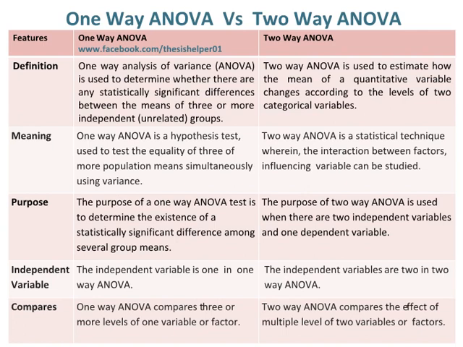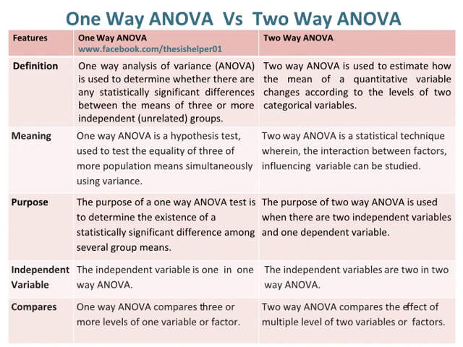The purpose of a one-way ANOVA test is to determine the existence of a statistically significant difference among several group means. Whereas two-way ANOVA is used when there are two independent variables and one dependent variable. The independent variable is one in one-way ANOVA. The independent variables are two in two-way ANOVA.